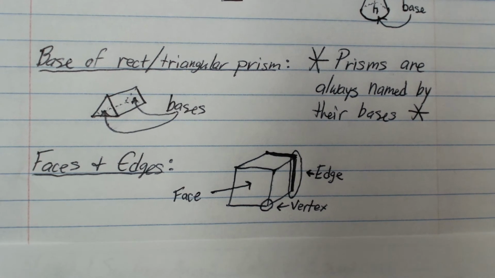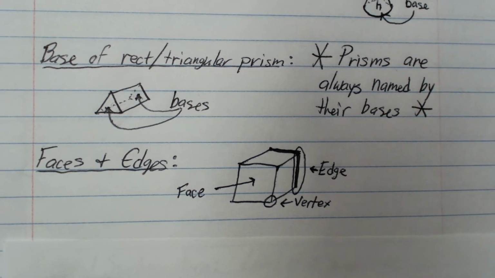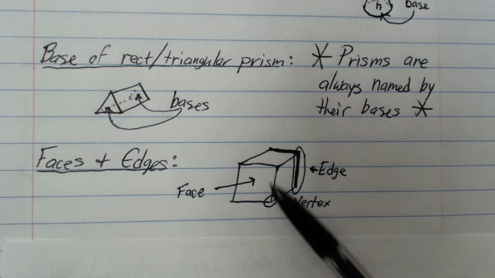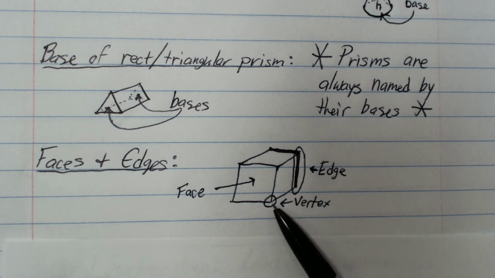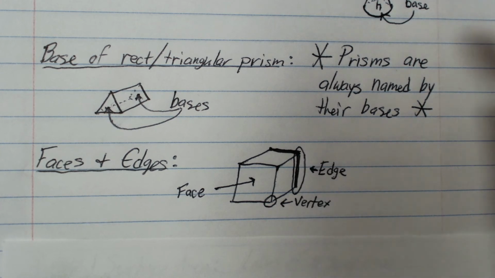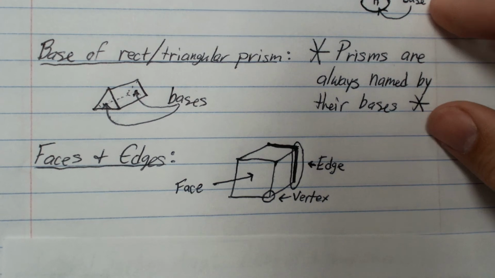Okay, just a review of what a face and an edge are. Faces are the big flat pieces. An edge is where two faces meet. It's like the big long corner there, and then a vertex is the point where three faces meet and come together to form a single point.